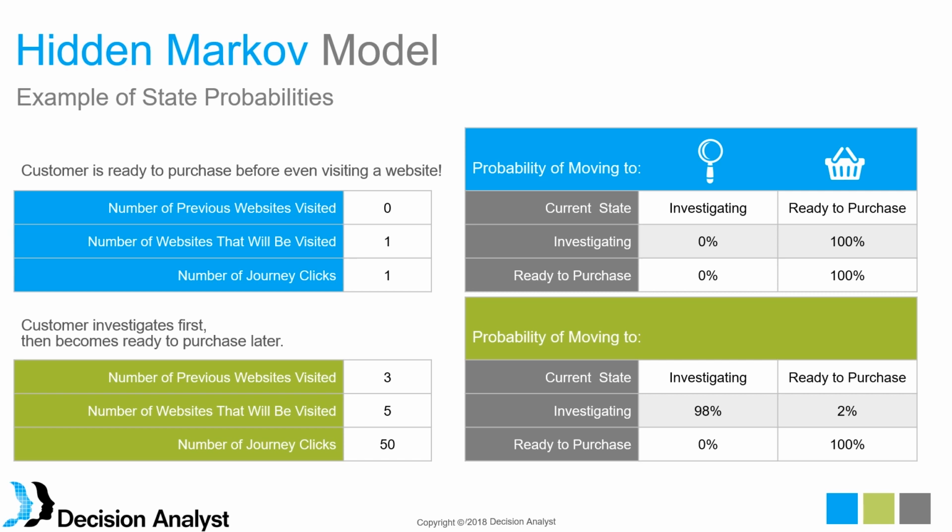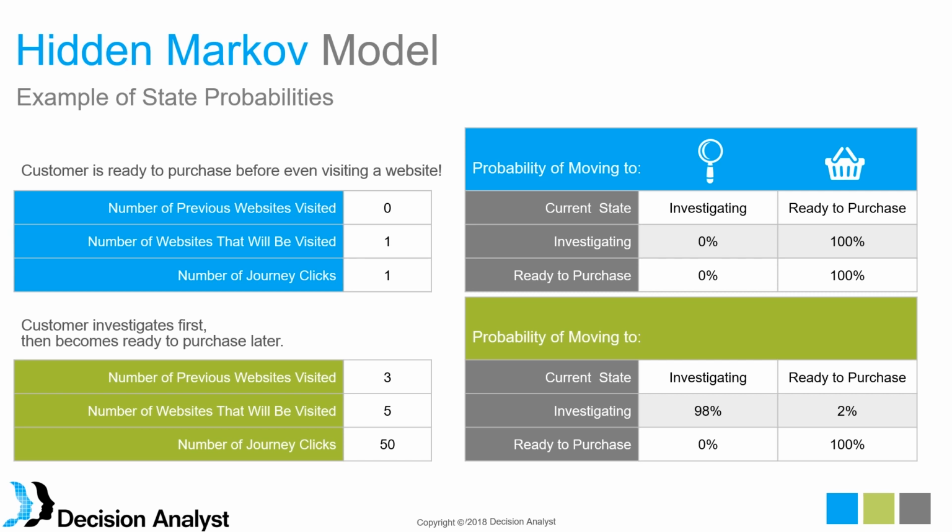So if the number of websites that was visited is 1, and they purchased, we can assume that person was ready to purchase, and they were in that ready to purchase state when they arrived at that website. And that's this first row being depicted here.